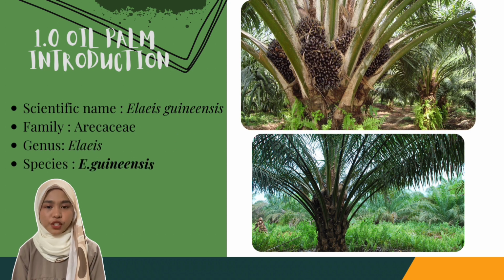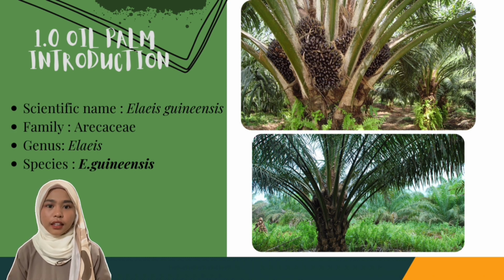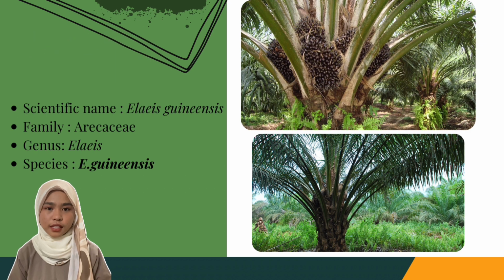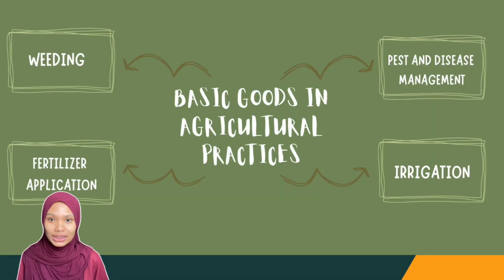1.0 Oil palm introduction. The scientific name is Elaeis guineensis. The family name is Arecaceae, the genus is Elaeis, and the species name is E. guineensis. These are the basic good agriculture practices. They are divided into four, which are weeding, fertilizer application, pest and disease management, and irrigation.